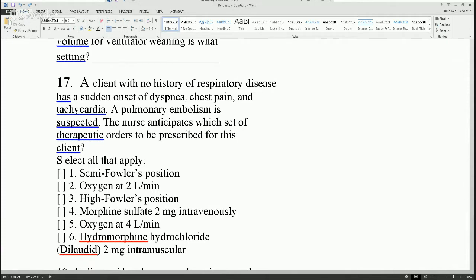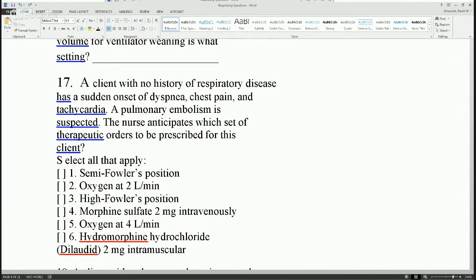Oh, my goodness. One, 4, and 5. Boom! No way. Standard therapeutic interventions for a client with pulmonary embolism include proper positioning, oxygen, and IV analgesics. Semi-Fowler's position is most appropriate because high Fowler's position creates extreme flexion of the hips and slows venous return from the legs. The client has no history of respiratory disease and is not limited to 2 to 3 liters. Therefore, 4 would be appropriate to relieve dyspnea.